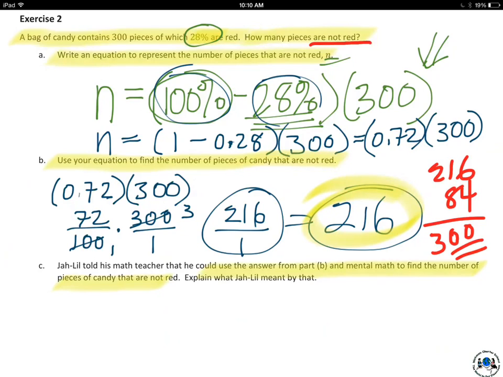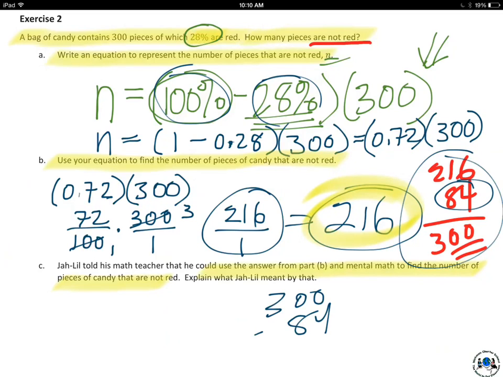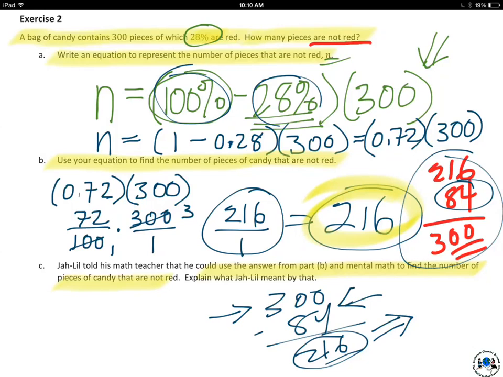Okay, well, I guess what Jalil meant is just what I said. That was this part right here. Once I know that 84 was the red, then I could just subtract 300 minus the 84, which equals 216. Okay, so what Jalil meant was that I could just go ahead, just like we talked about before, is that once I knew what the red were, I could just subtract those away from the whole bag and get the leftover, and that would be our not red pieces. Okay? Not as confusing as they make it sound.